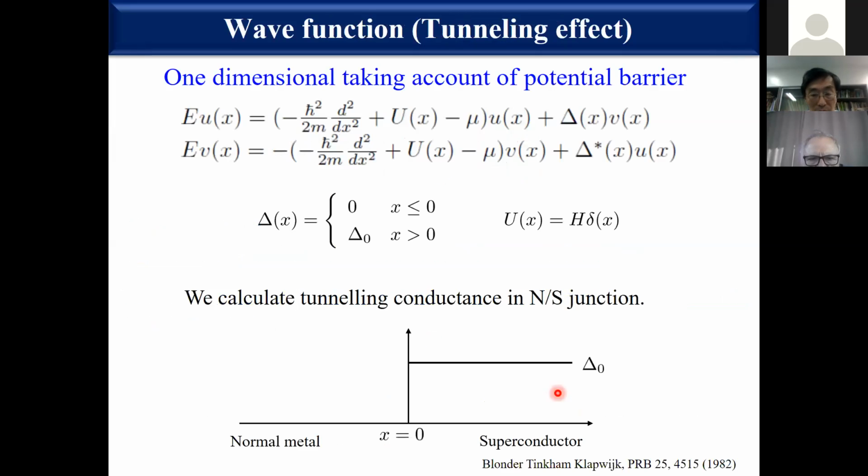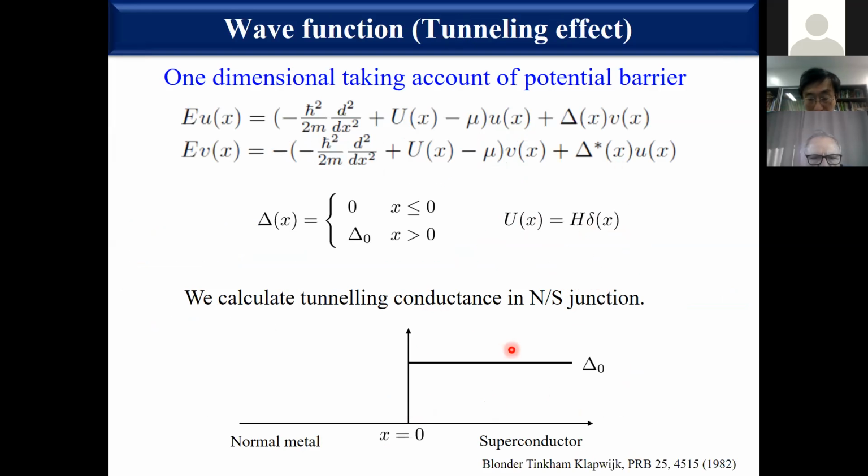So then let's carefully consider, taking into account the normal reflection. Such an exercise can be done very simply, only by assuming something like this potential, U(x) equals H delta(x), between the normal metal and the superconductor.